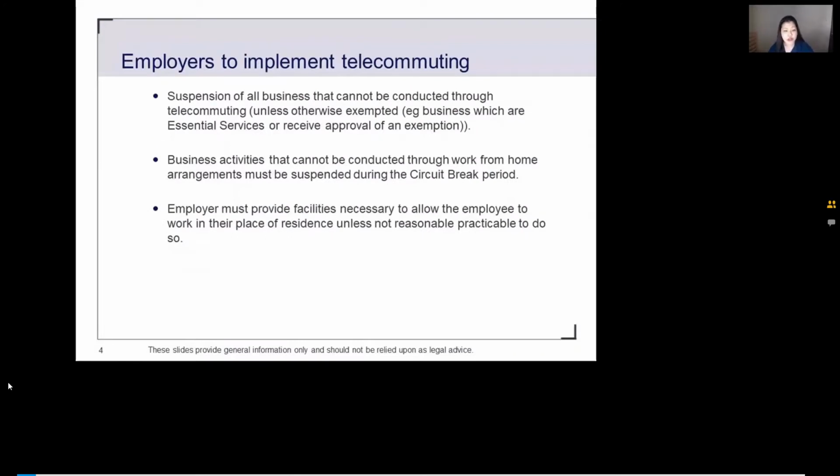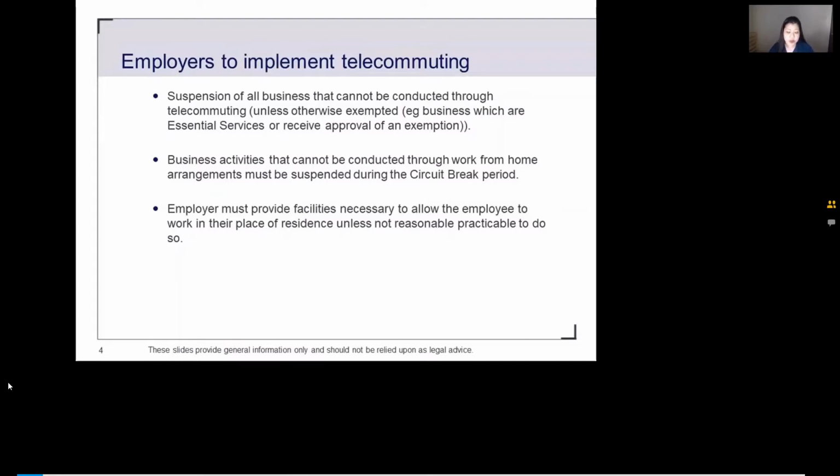Okay, so now moving on to the obligations itself. So I think we all know all activities at workplaces are currently suspended, other than for certain prescribed essential services and entities who have received an approved exemption. This basically means that employers who don't fit into the essential services category or have not received an approved exemption will need to conduct all business through telecommute arrangements. If not, then the employer's activities will need to be suspended during the circuit breaker period.